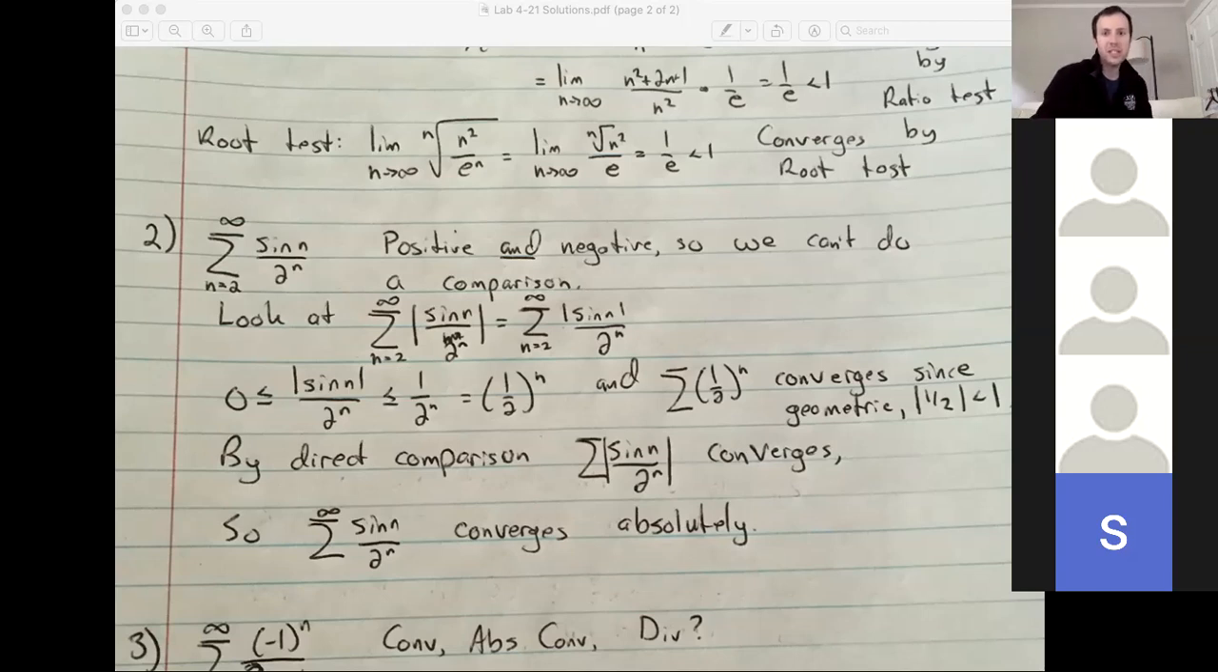So there's really 3 series that we check in here. First is the geometric one converges. By a direct comparison, the absolute value version converges. And then we can say, since the absolute value version converges, the original series converges and converges absolutely.